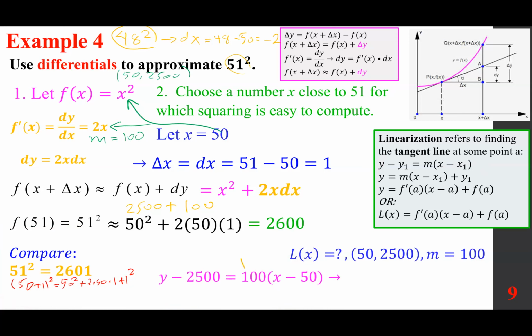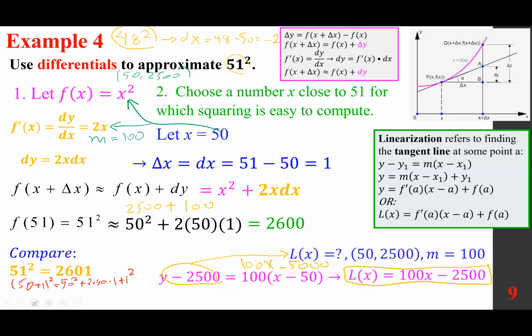So this is 100x minus 5, and then we have 1, 2, 3 zeros. We are going to move this and add it to the right, and we end up with this. And now, instead of y, I'm going to call it L of x. This is the equation of a tangent line or linearization.